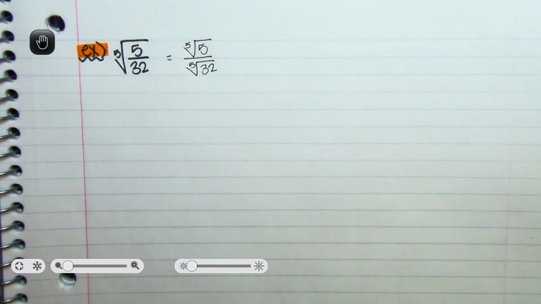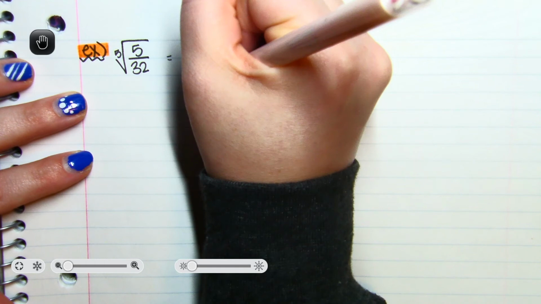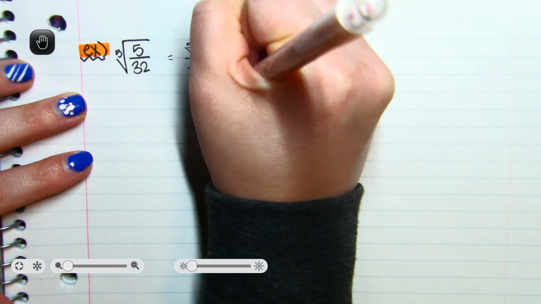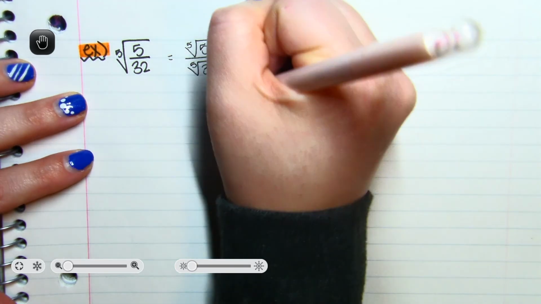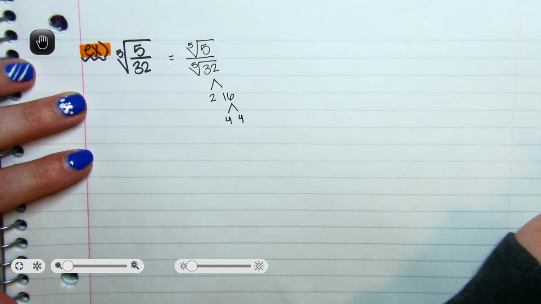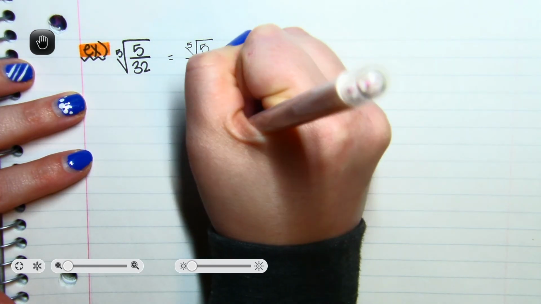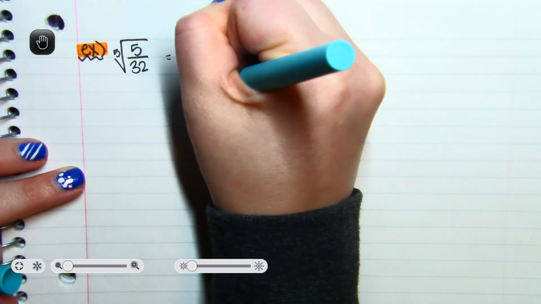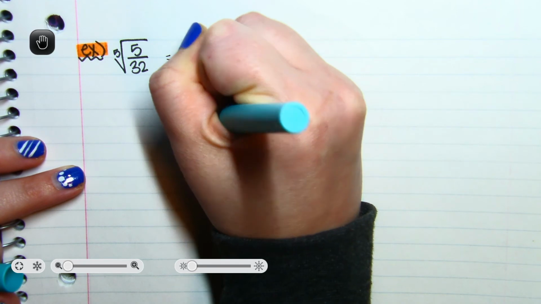But the 32, now I know looking at this that 2 to the 5th is 32. And you'll kind of start to get the hang of it as you do more of these problems. You'll start to get really good at recognizing numbers that can come out of these things. But let's go ahead and draw our little trees. So 32, I know that 2 goes into it, so it's 2 times 16. And then 16 also breaks down as 4 times 4. And then each of those also break down as 2. And we have 5 of them.